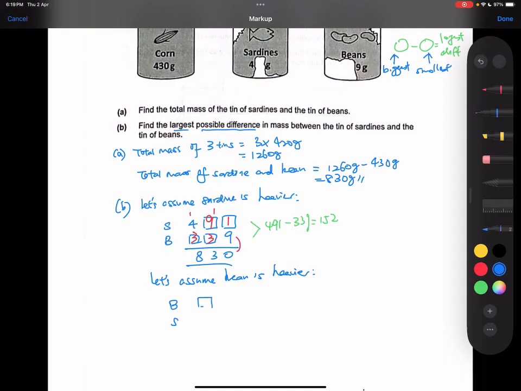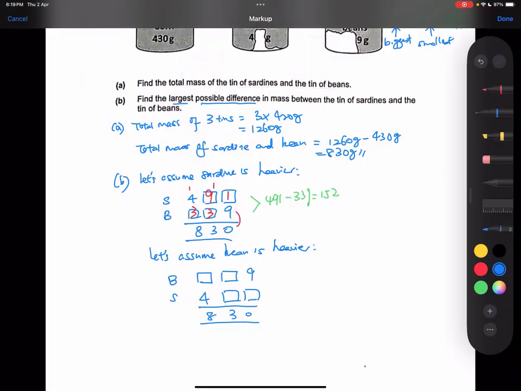We know bean something 9, sardine 4 something, and it adds up to 830 total. Now for 9 plus something to get to 0, there's only 1 here. And it carry up a 1. Now we know that we want sardine, the second number, to be the smallest possible, which means that this has to be 0. Now 1 plus something plus 0 to give you 3, this has to be a 2. And then this row has to be a 4.